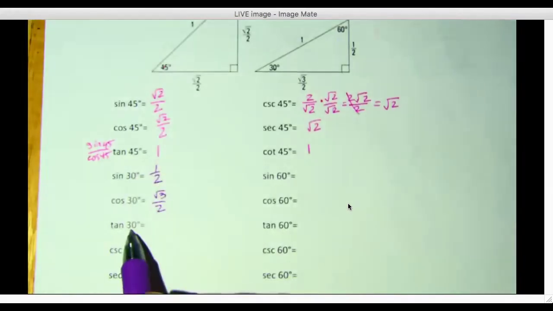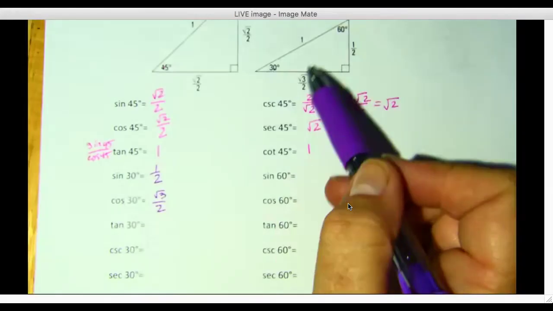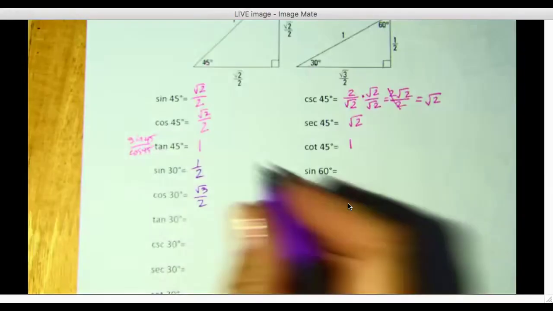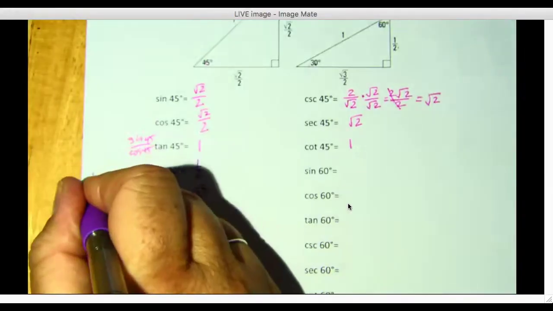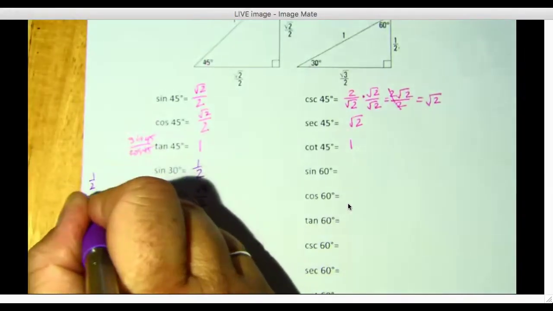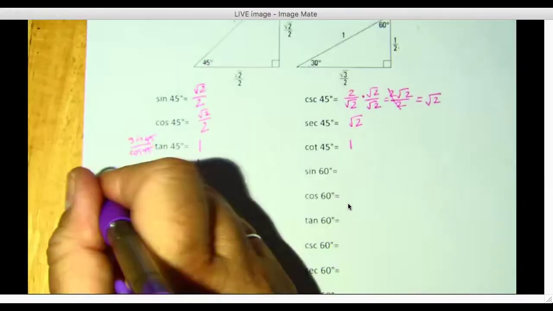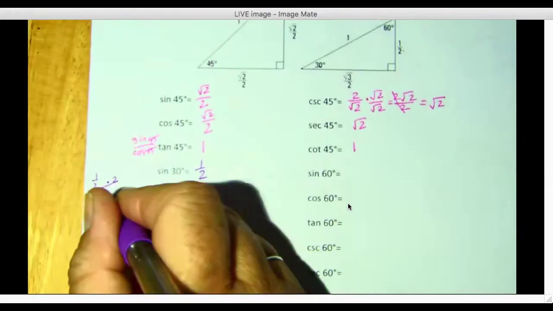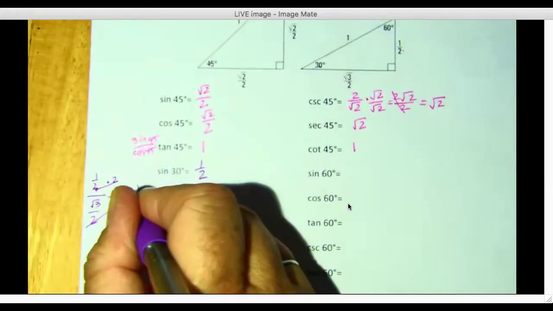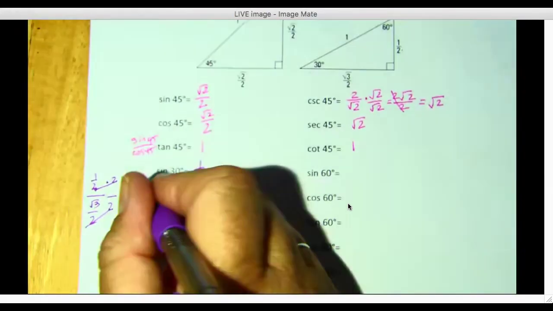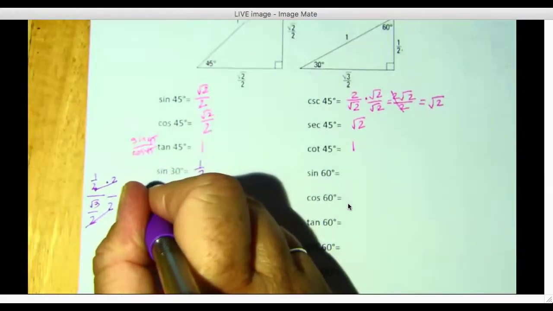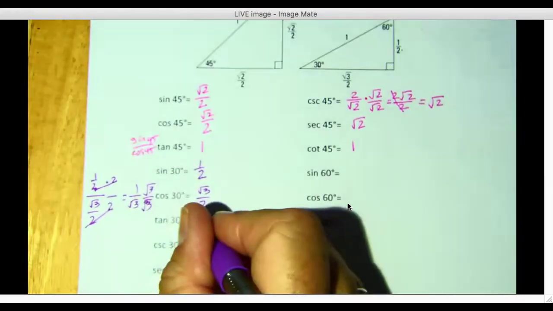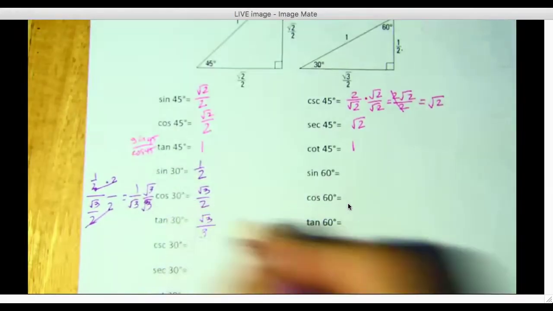And then tangent of 30 degrees is opposite over adjacent. Well, let's do this kind of off to the side here. Opposite is 1/2 over root 3 over 2. I can multiply by 2 over 2, and those denominators reduce. And I have 1 over the square root of 3. I need to rationalize, so I'll multiply by root 3 over root 3. And then that becomes the square root of 3 over 3.